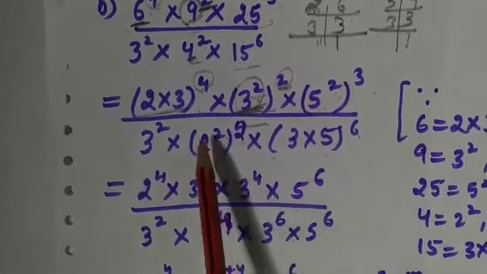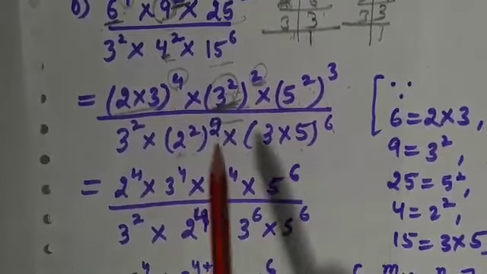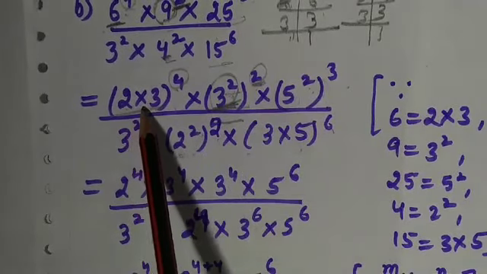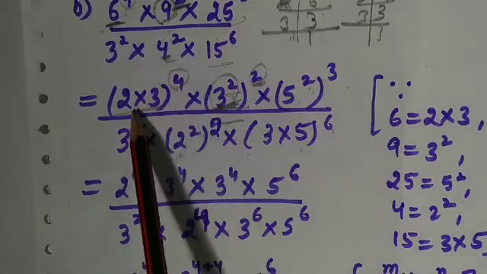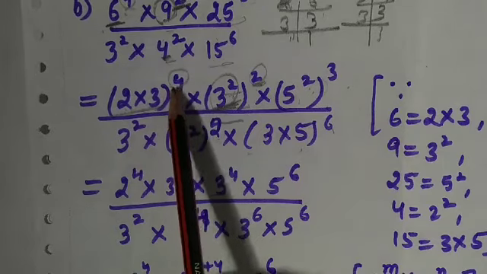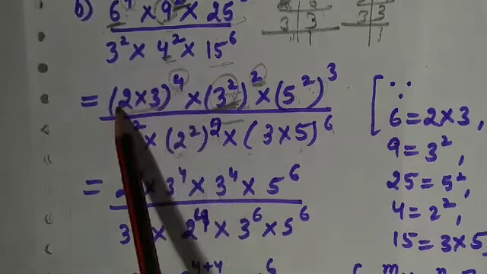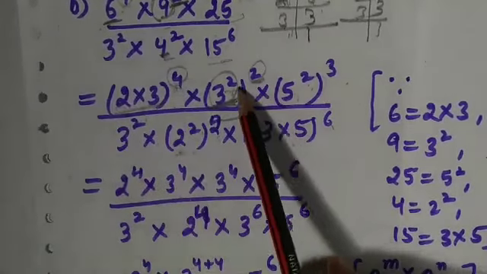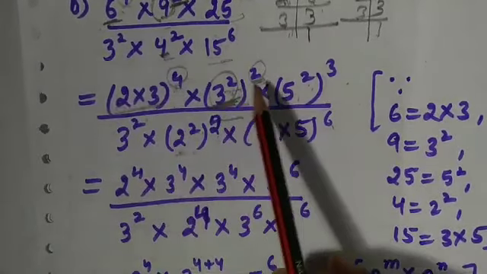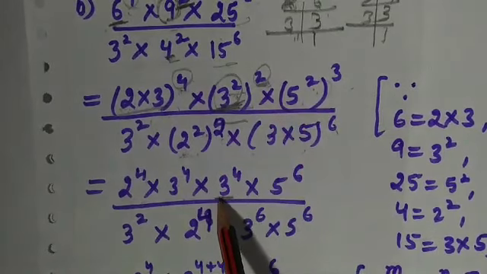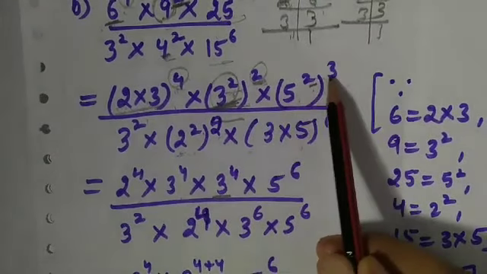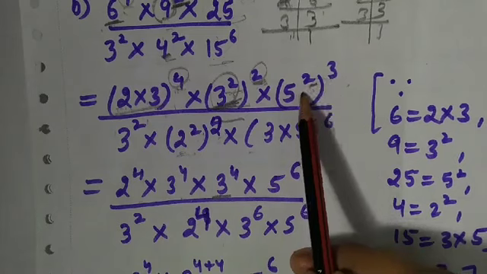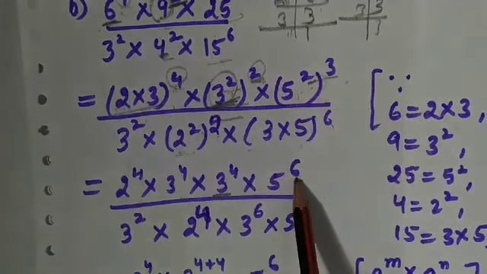Now again I will apply the law that whenever we have 2 into 3 raised to the power 4, it means ab raised to the power m, then the power gets distributed to each number. So it can be written as 2 raised to the power 4, 3 raised to the power 4. Now we have power to the power, so powers get multiplied, so it will be 3 raised to the power 4. Here also power to the power gets multiplied, 5 raised to the power 6.